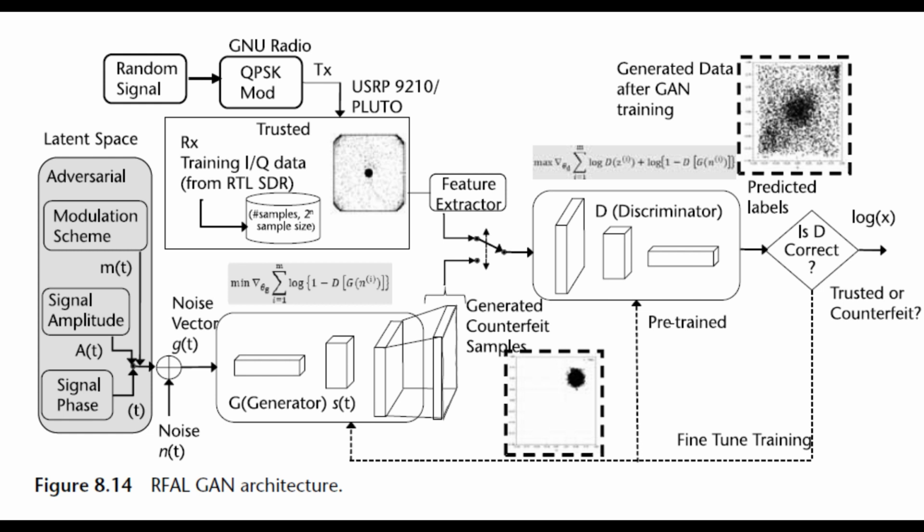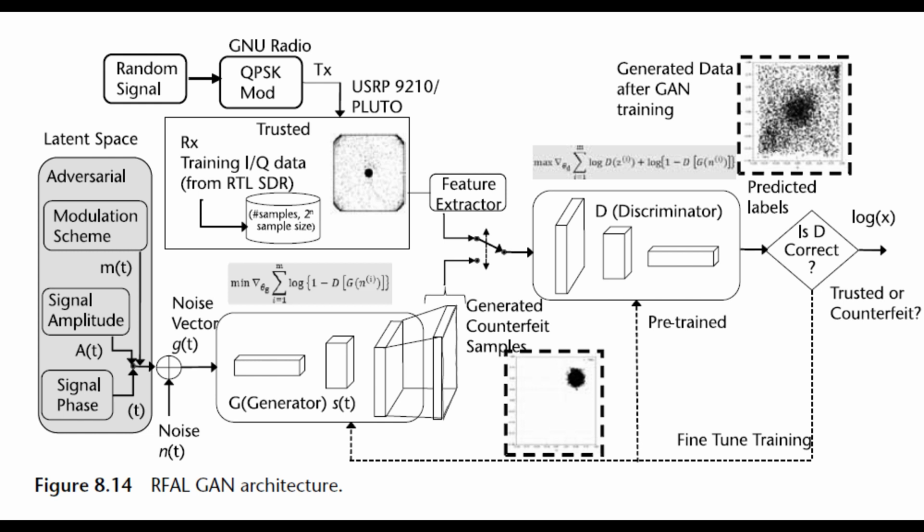Feature extraction. Features are extracted from both the trusted training IQ data and the generated counterfeit samples. These features are used to train the discriminator. Discriminator, D. The discriminator, D, is pre-trained using the trusted IQ data. It then evaluates the generated counterfeit samples to determine if they are real, trusted, or fake, counterfeit. The discriminator is fine-tuned during the adversarial training process.